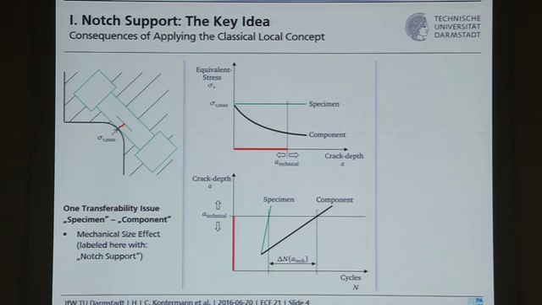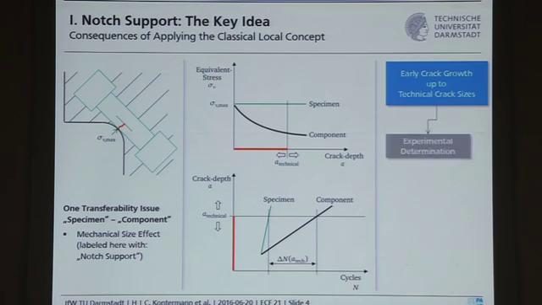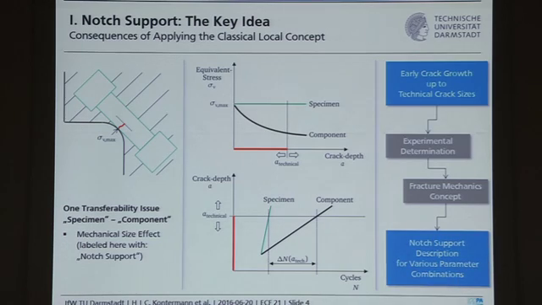It's a mechanical size effect, and it's one transferability issue between specimen and component. And what we do now is we take this early crack growth up to technical crack sizes, want to determine this by means of experiments as well as by means of fracture mechanics in order to predict this load cycle benefit for components and for various parameter combinations.